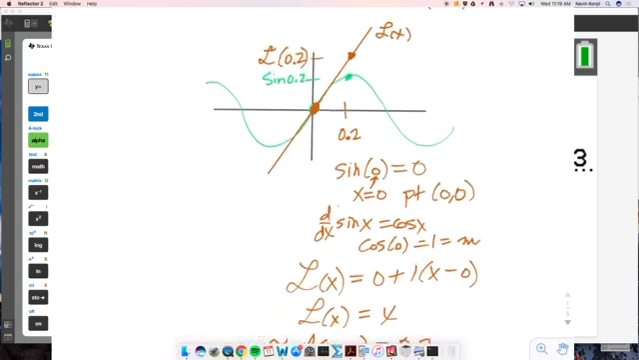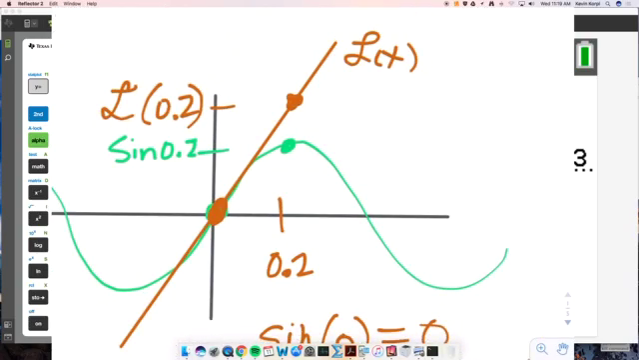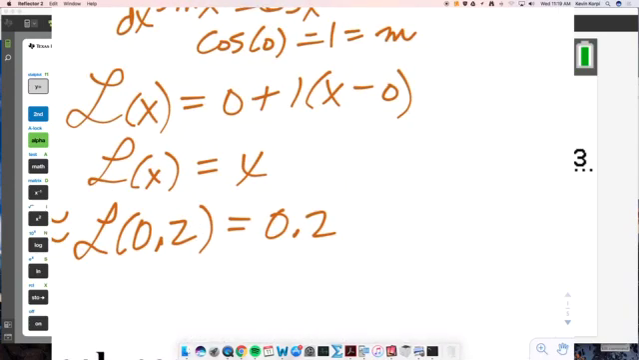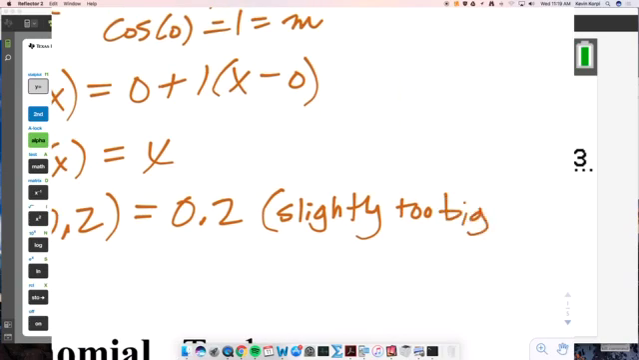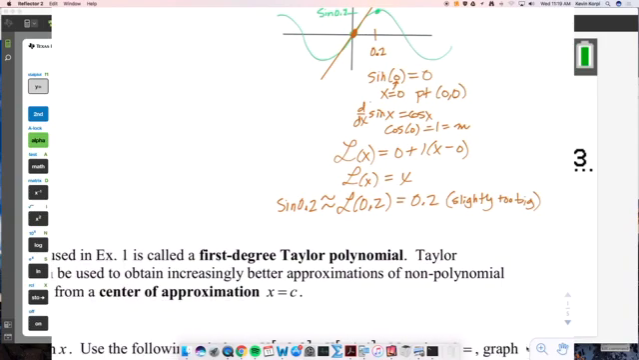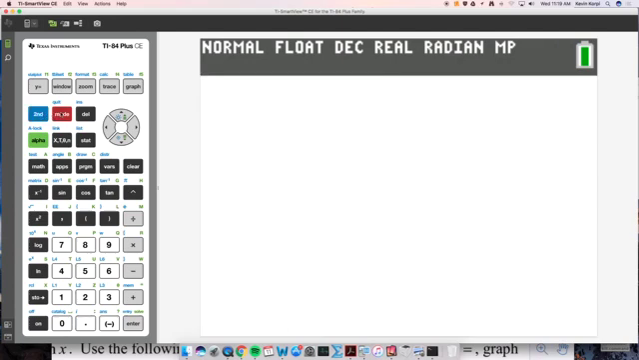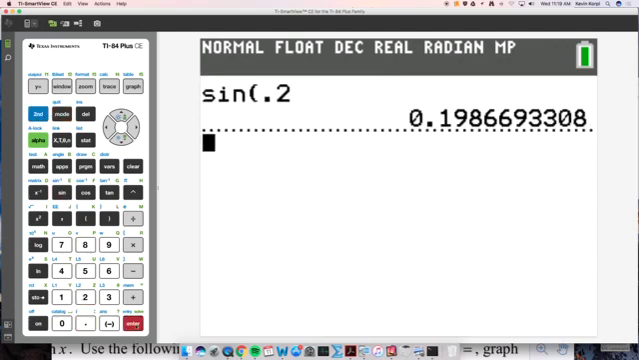And then, of course, we know based upon the concavity, the graph of sine is concave down in the neighborhood of 0 to 0.2. So therefore, the tangent line is above the curve. And we know that 0.2 is going to be close, but slightly too big, right? Slightly too big. All right, so let's see what sine of 0.2 is. Let's take it for granted, right? Sine of 0.2. Boom. It's 0.198.